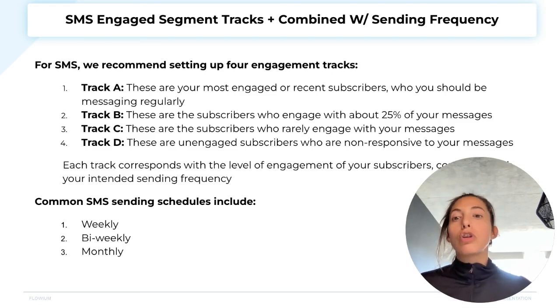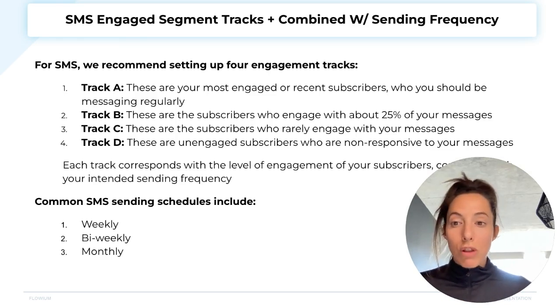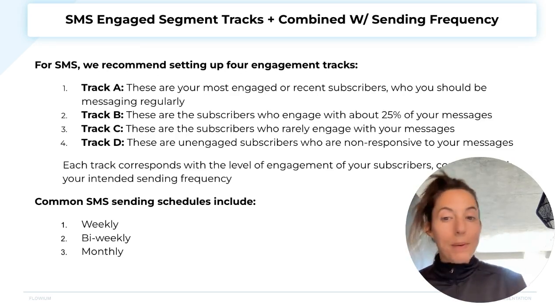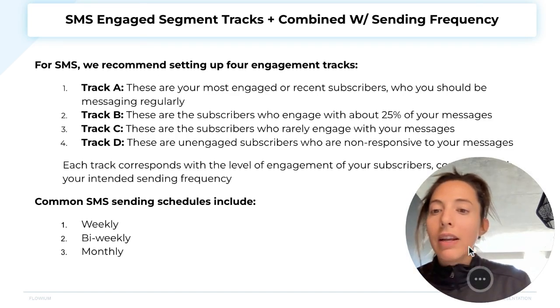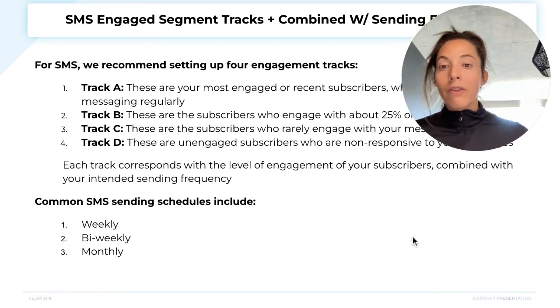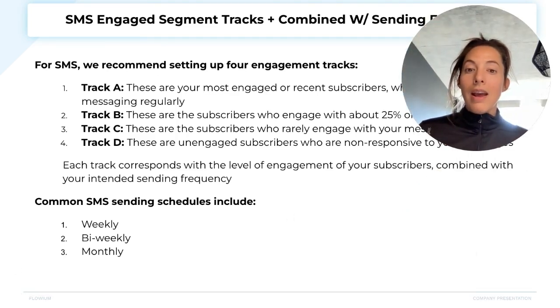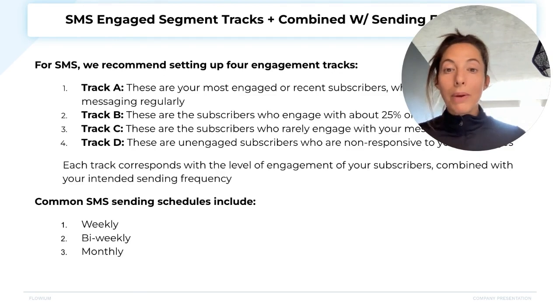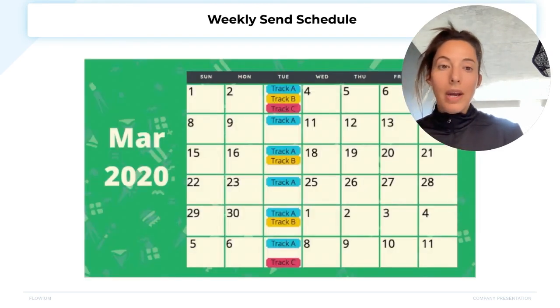Track B, these are your subscribers who engage with about 25% of your messages. Track C, these are your subscribers who rarely engage with your messages. And track D, these are your unengaged subscribers who are non-responsive to your messages. You won't be sending it to this track. And then each track corresponds to the level of engagement of your subscribers. And we are going to combine this with sending frequencies. So common sending schedules include weekly, biweekly, and monthly. So let's get into it.